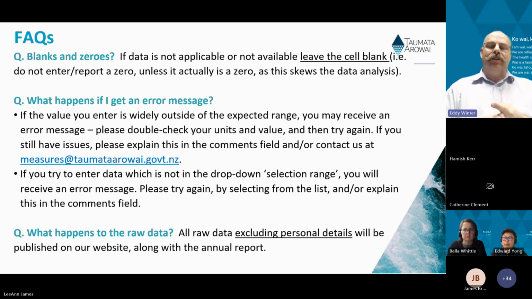So that should deal with 9 out of 10 of those issues. But if you really, really do have a problem with this, please pop it in the comments field or get in touch with us and we'll do that. And likewise for the selection range. If we've given you a selection, you can't type other and add your own in there. It's got to be one of those from the pick list there.